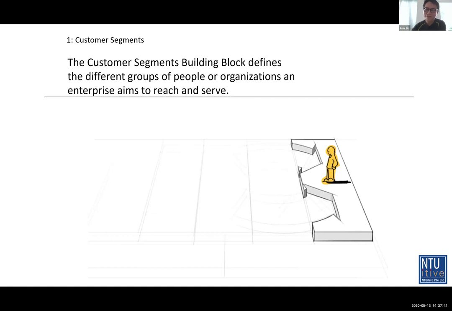TAM and SAM. Yeah. Why do we need that? Kavya, do you want to try?